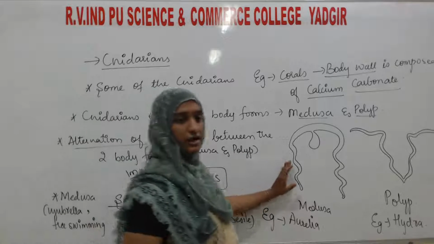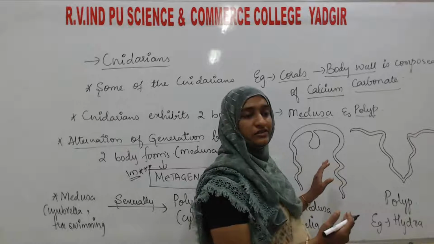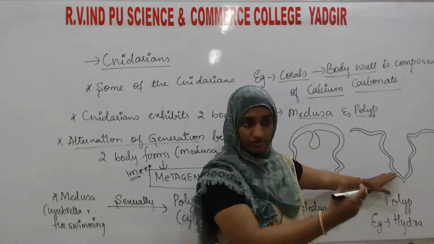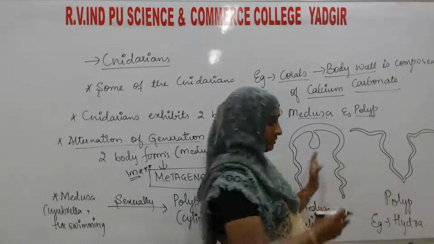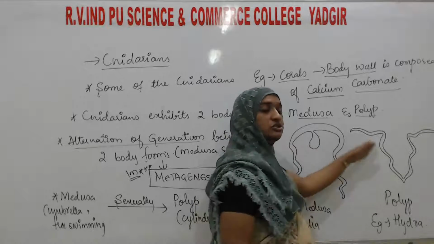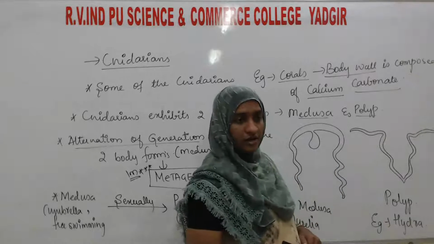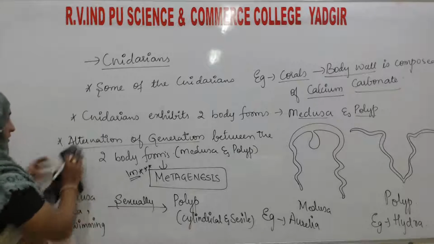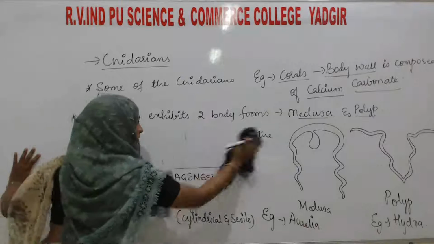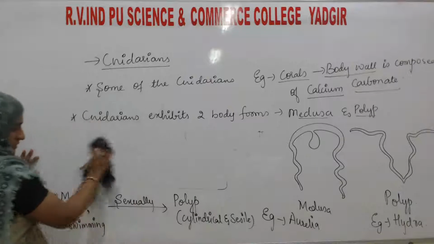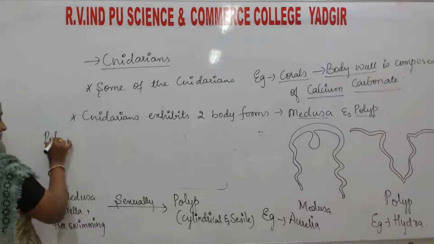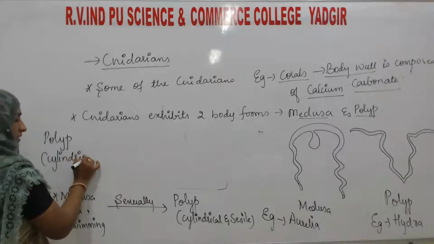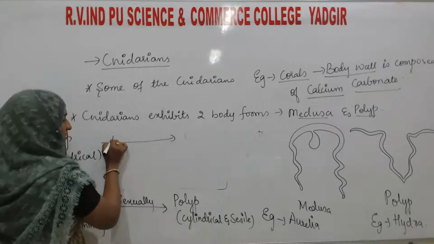When this medusa undergoes sexual reproduction, first it will form a polyp. Some changes take place in their body form. This umbrella shape will change to a cylindrical shape. Here I will write, this polyp, which is cylindrical in shape, will undergo sexual reproduction.